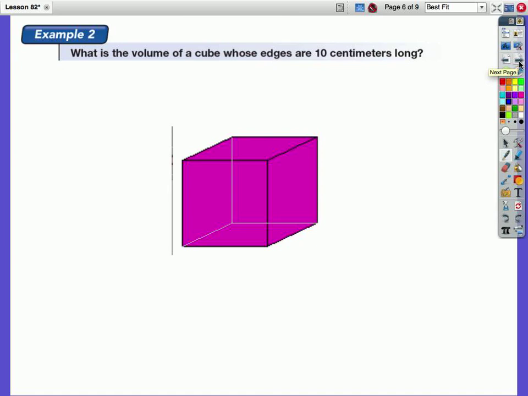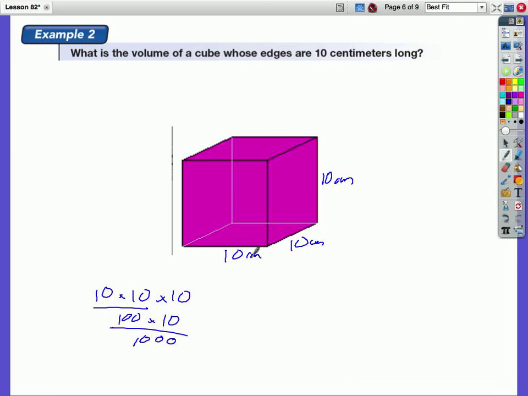So example 2 says, what is the volume of a cube whose edges are 10 centimeters long? So this is 10 centimeters, 10 centimeters, 10 centimeters. I'm going to take 10 times 10 times 10. Okay. That's 100 times 10. That's going to be 1,000. My label is going to be centimeters cubed. Volume's always cubed. If I didn't know that, I could see I'm multiplying centimeters times centimeters times centimeters.